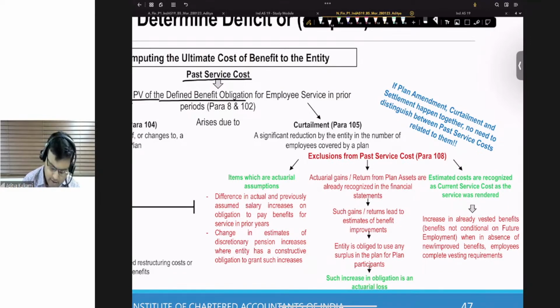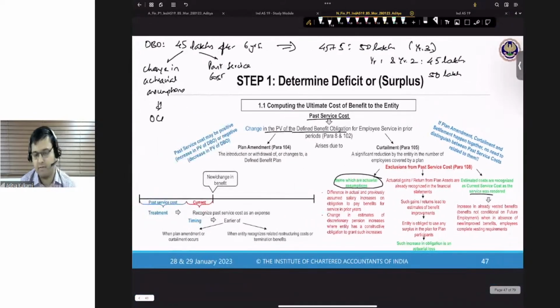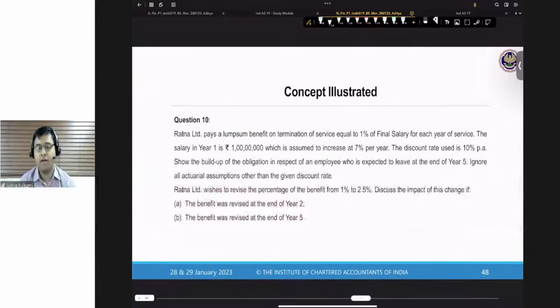Okay. So what is excluded from past service cost? Obviously, actuarial assumptions are excluded. Estimated costs are recognized as current service cost as the service was rendered. Actuarial gains are already recognized. So basically all these things relating to actuarial assumptions, etc., are excluded from the definition of past service cost. Okay. So fairly simple. Let us now look at a related example as to how we are going to interpret this.